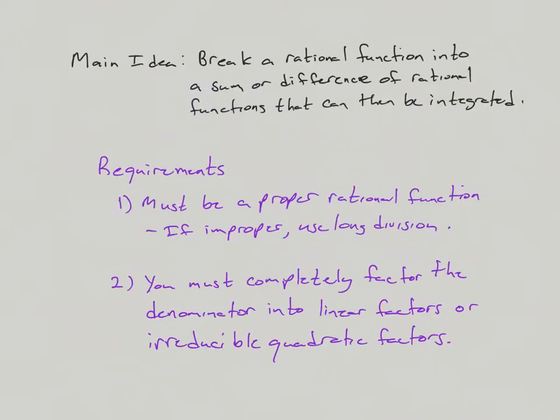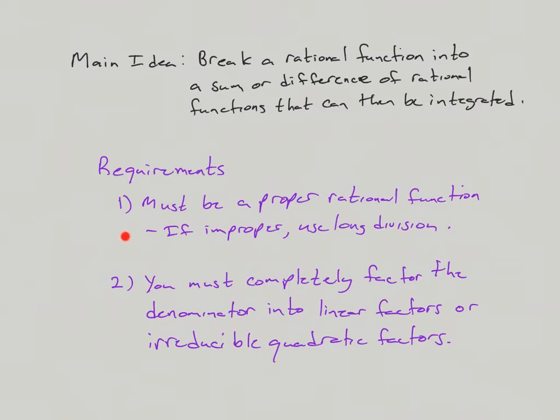So the main idea when we're working with partial fraction decomposition is we're going to break a rational function into a sum or difference of other rational functions that we're then able to integrate. Keep in mind, in the past, when you've had a rational function, often you did a u substitution, you let u be the denominator, and the numerator happened to be a constant multiple of the derivative of that denominator. But that's not always going to be the case.